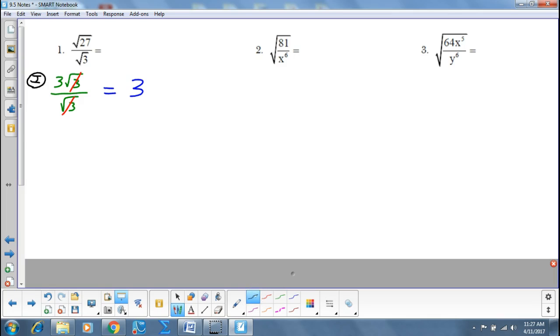Another way that we could do it is, well, this could be the square root of 27 divided by 3, right? What's 27 divided by 3? 9. It's 9. And what's the square root of 9? 3.